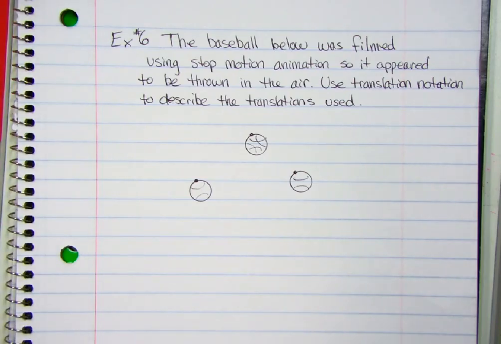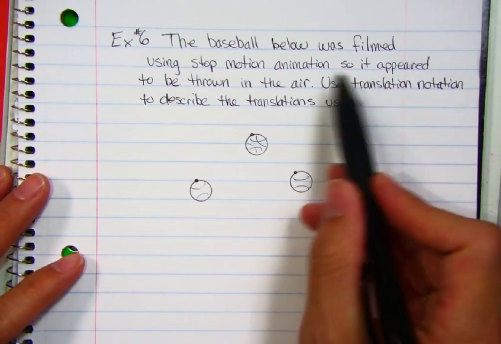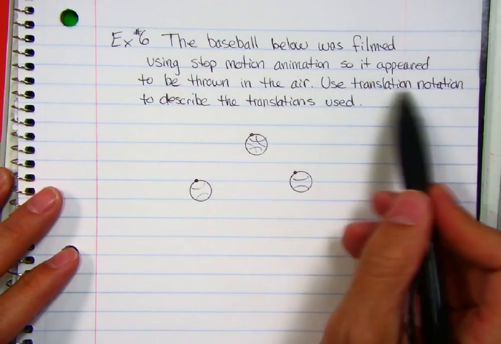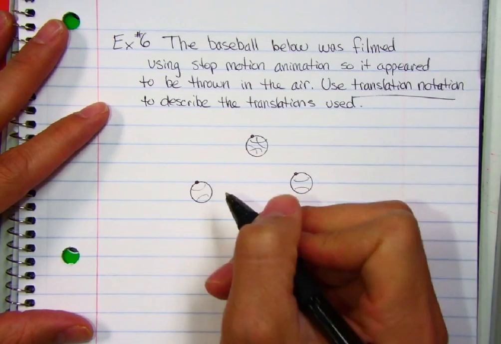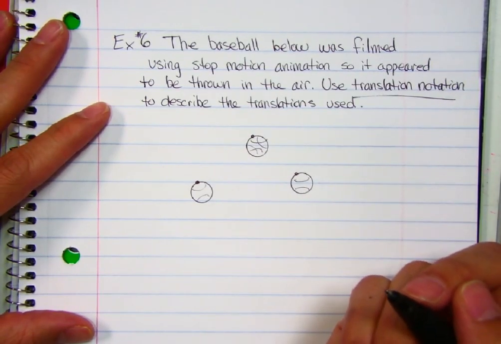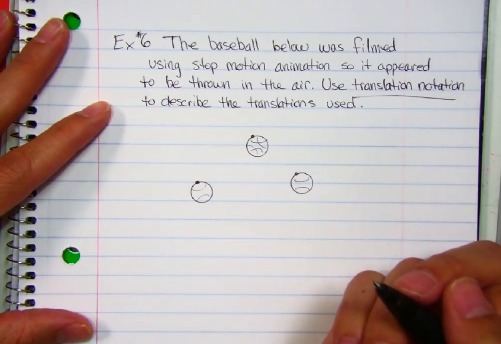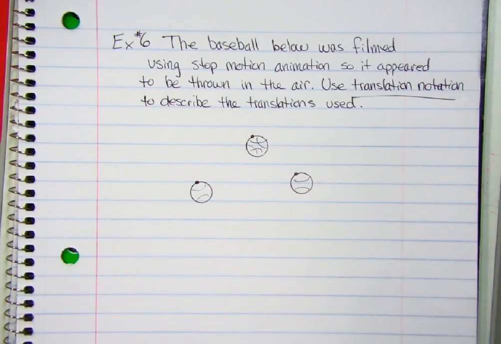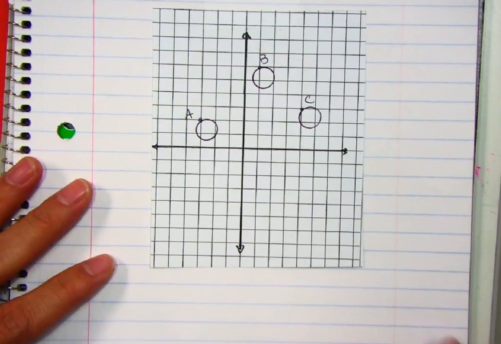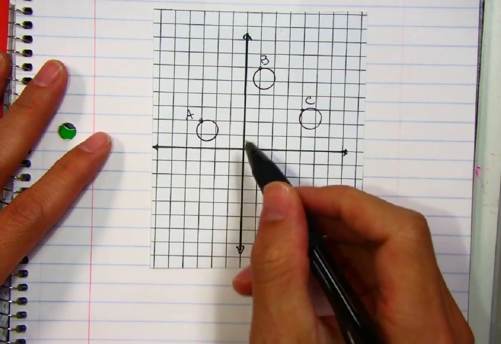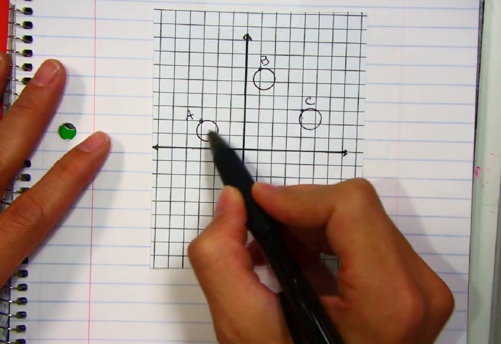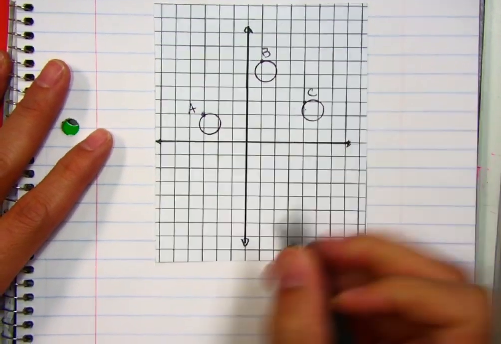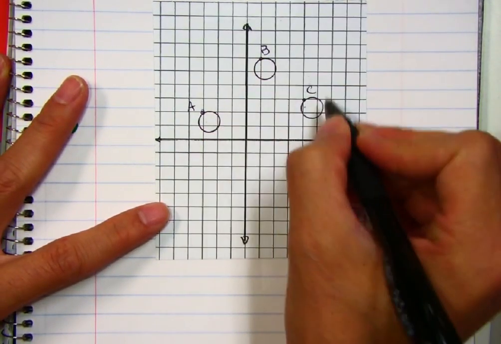Okay, in this last example, it says the baseball below was filmed using stop motion animation, so it appeared to be thrown in the air. Use translation notation to describe the translations used. All right, so actually this one needed to be on a graph, so let me go ahead and graph it real quick. Give me 1 second. All right, so here's the baseball thrown in the air. In order for it to look like it's thrown in the air, it's not going to go from A to C back to B. It's going to have this arc thing going on, right? So it's going to go from A to B and then B to C.